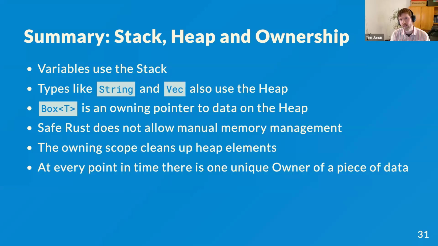Safe Rust does not allow manual memory management. It's not your task, so to speak. The owning scope cleans up all these memory elements on the heap. And also, at every point in time, there's only one unique owner of a piece of data.